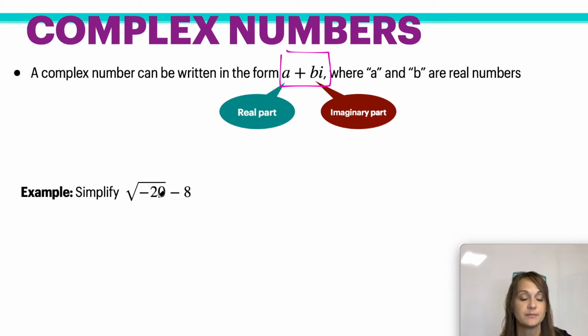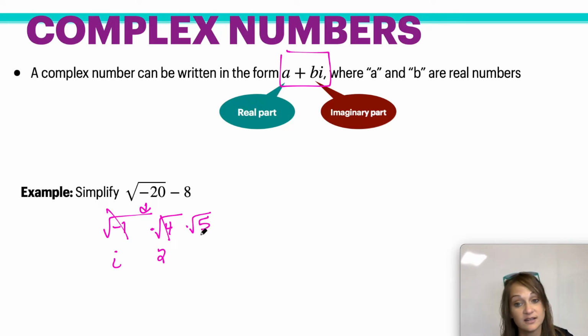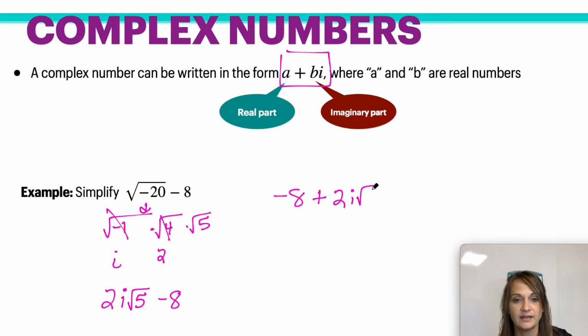So for example, if I want to simplify this, square root of negative 20 would be the square root of negative 1 times the square root of 4 times the square root of 5. The square root of negative 1 is i, square root of 4 is 2, and you cannot take the square root of 5. So this form right here would be 2i square root of 5 minus 8. Now, the real part comes first, so we would just swap it. Negative 8 plus 2i square root of 5.